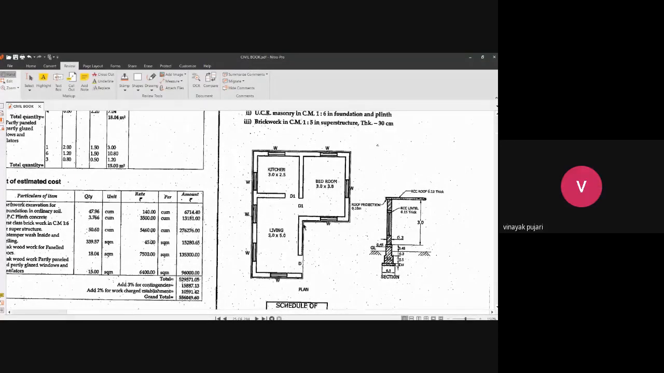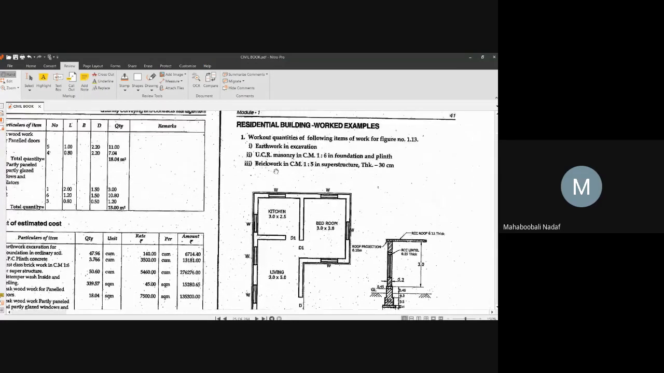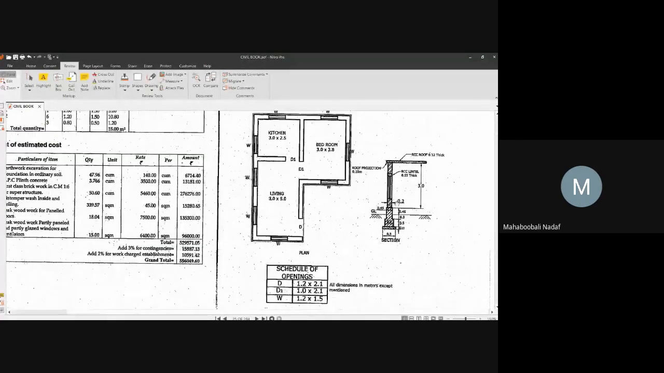Yes, sir. So here, just take the example, open it in your book. Very small example. Everyone has opened? Now can you see here how many rooms? 1, 2, 3. Okay, what they have asked is earthwork excavation. They have given the schedule. They have given only one type of footing.